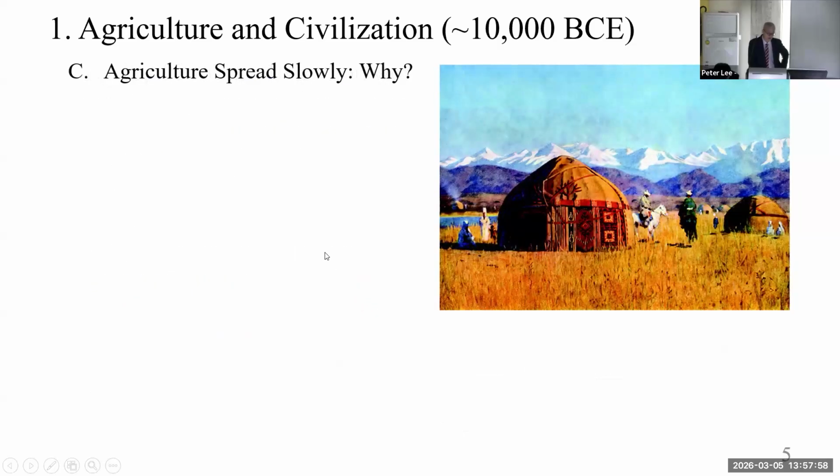Historians say agriculture spread slowly. And so they asked the question, why did it spread slowly? If agriculture was this huge change in how human beings lived, if this was such a big revolutionary thing, why did it spread slowly? Why didn't it go viral, right? And almost instantly spread out through the whole planet. But it apparently spread very slowly.